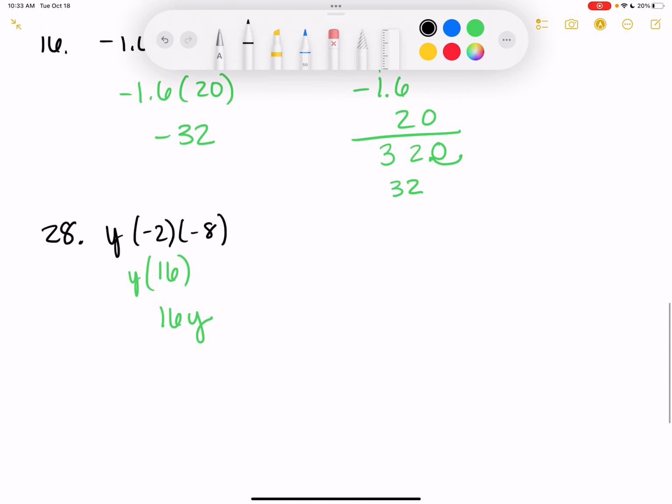It's being really rude. All right, 30. 3/5 times -5q. Okay, so when I say like -5q, that just means that those things are being multiplied by each other.